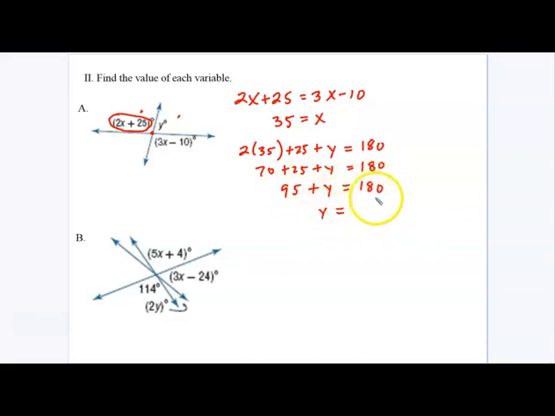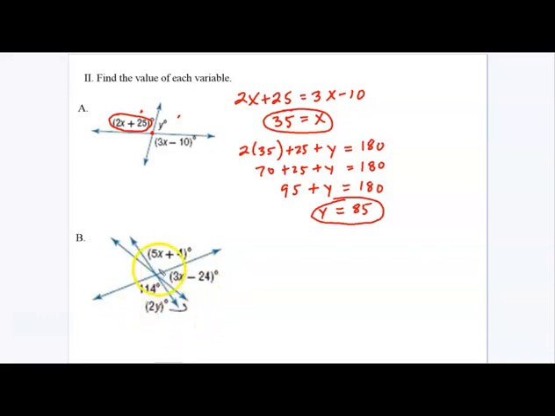And so when you subtract 180 minus 95, you get 85. So those are my two answers for the variables. X is 35 and y is 85. All right, and then letter B. Let's see how we can attack this one.